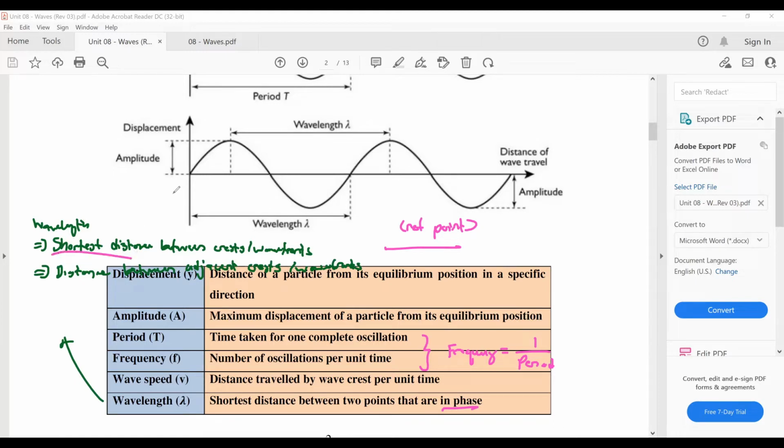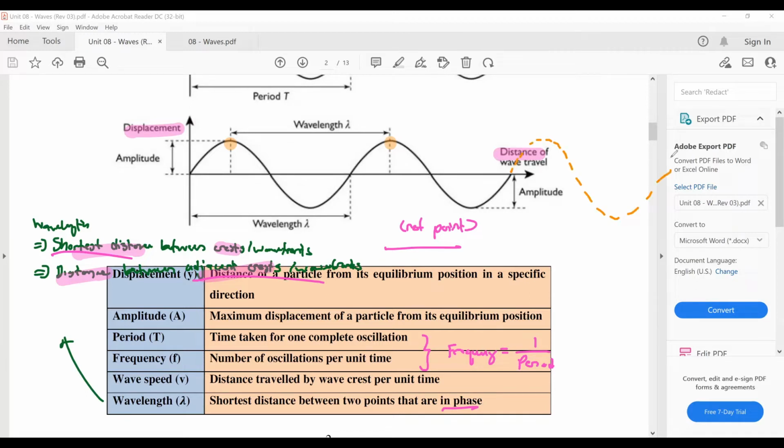Notice that there's a slight difference here. Here we say shortest distance between crests. Here we say distance between adjacent crests or wavefronts. They actually mean the same thing. When you want to find the wavelength of a wave, you will normally look at a displacement-distance graph. Wavelength is the shortest distance between crests, or the distance between adjacent crests, which on this graph is these 2 points here. Now if I extrapolate this graph, you get something like this.